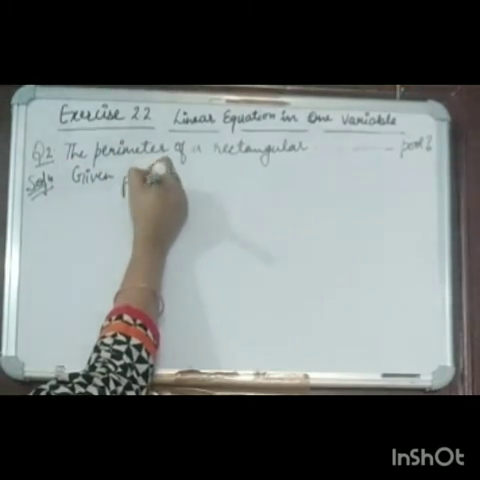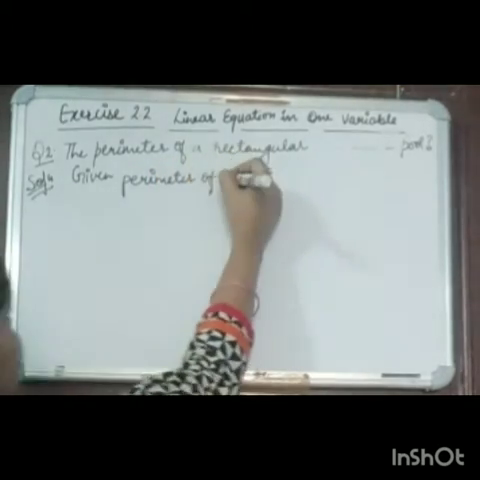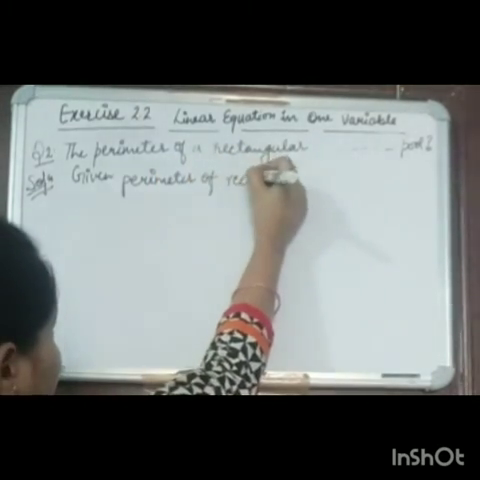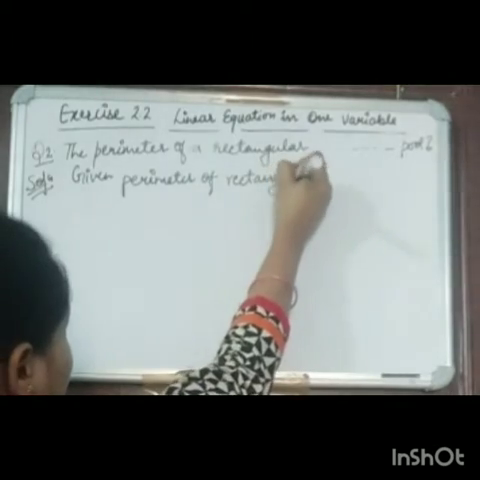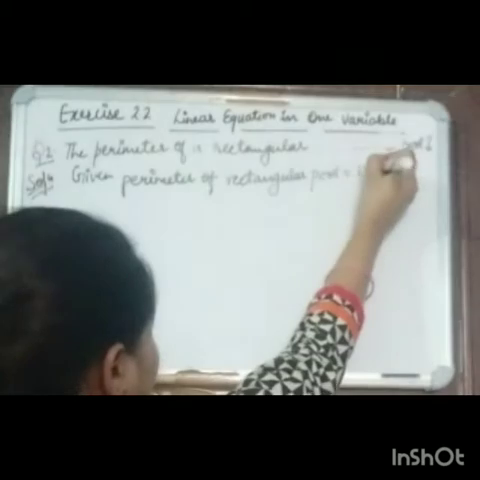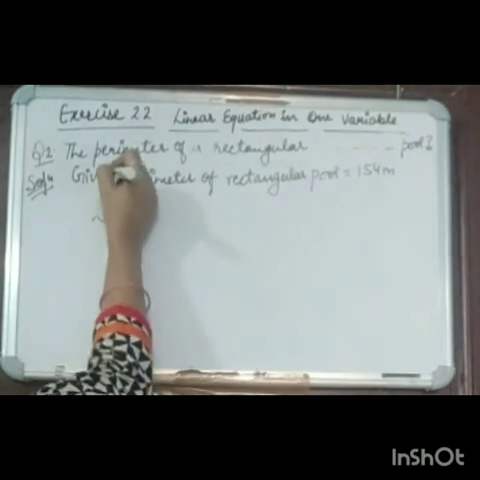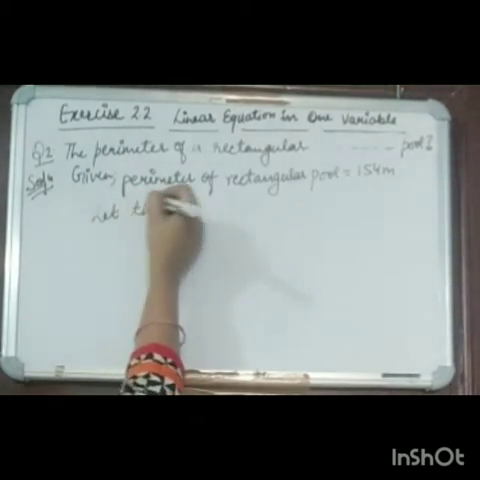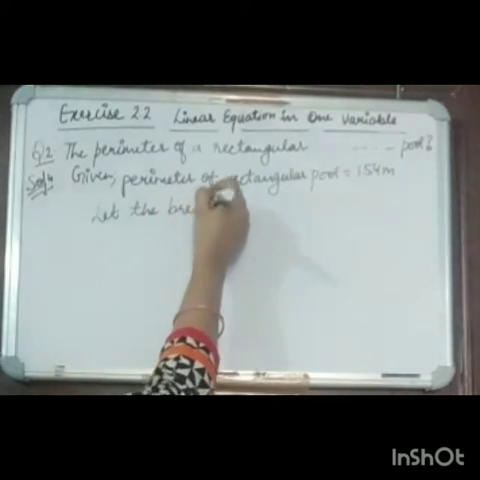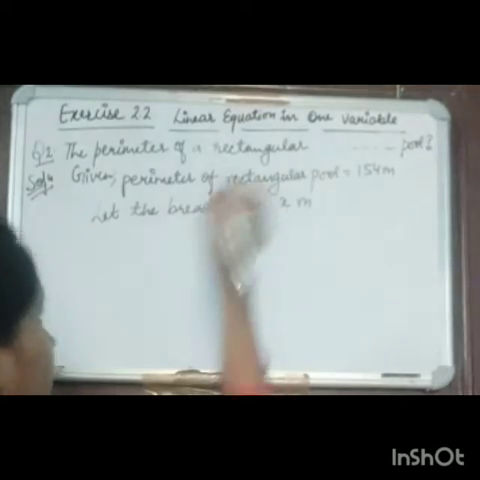Perimeter is given. Perimeter of the rectangular pool is given, 154 meter. Next thing given is that the length is 2 more than twice its breadth. So what will we let? Let the breadth be x meter.